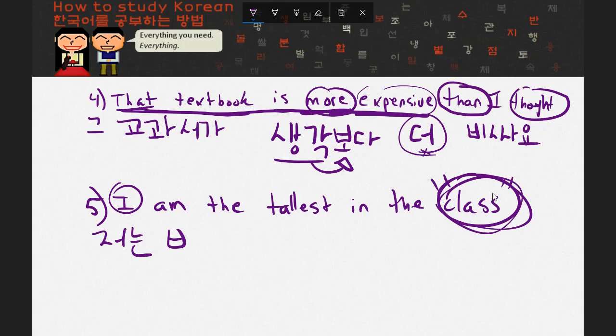But if I ever am talking about a class as in a group of students, and in this case, that's what I'm saying, I'm the tallest of this group of students that I refer to as the class. The word for that is 반. Now, again, this is the place in which I am the tallest, so I'm going to add 에서 here. Now, the next part of the sentence gets a little bit interesting.